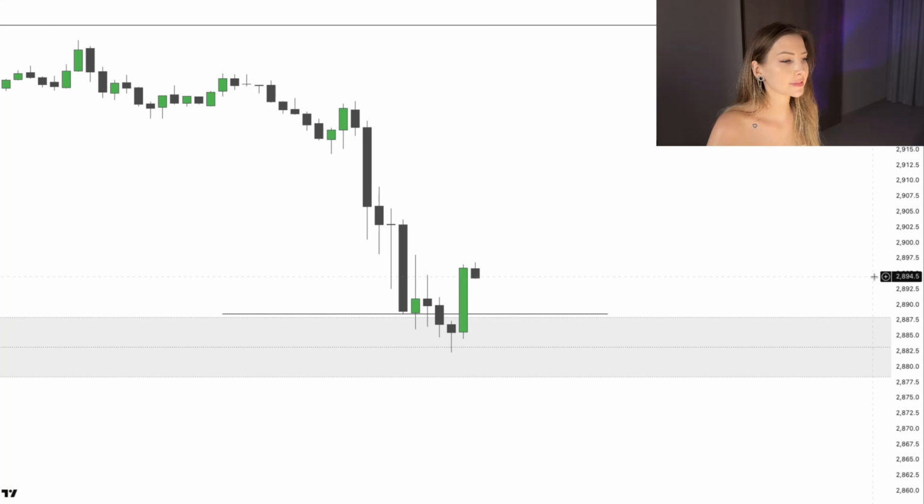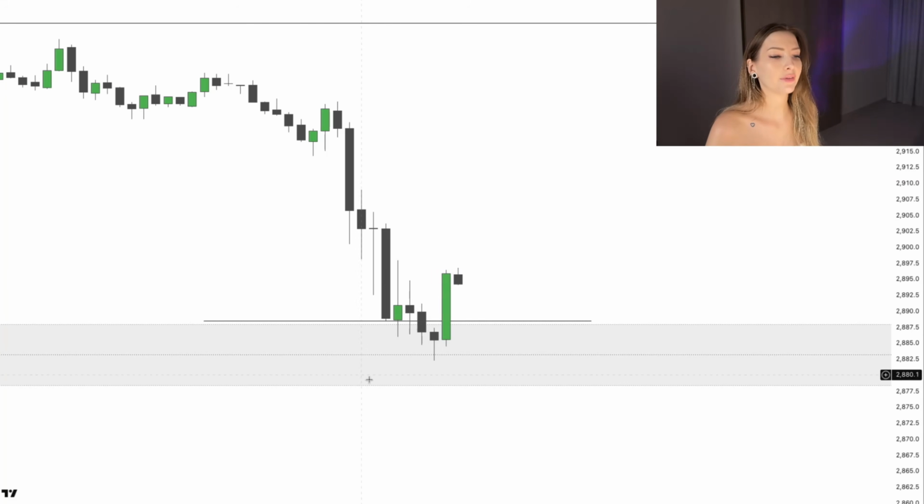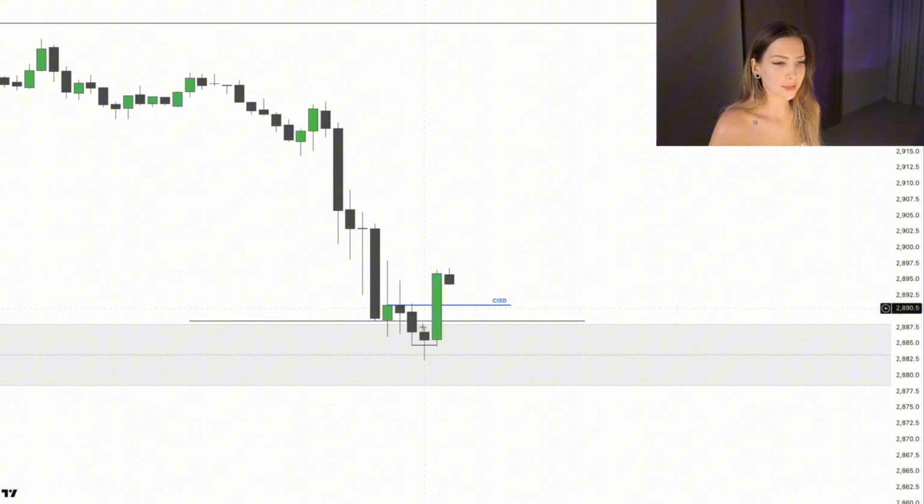And here we can see the same thing as before. We have the point of interest, we have the swing formation, and we have the CISD confirming the move. So this structure is aligning with my bullish bias. And in this case, I'm interested in trading the next candle to the upside. So let's go down to the lower time frame and look for the entry.